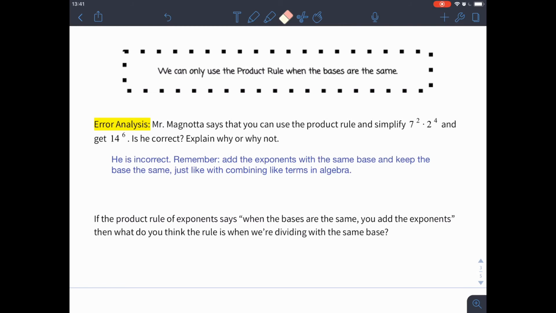Now, if there was a way to write 7 to the 2nd power, 49, with a base of 2, then we could probably do that with the 2, but there isn't, unfortunately, a way to write 49 with a base of 2. If we did its factoring, we would just end up with 7 to the 2nd power. So that's not going to work.